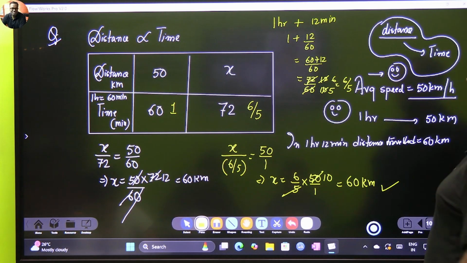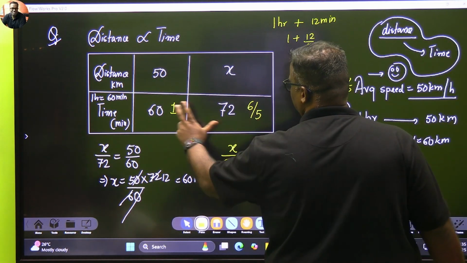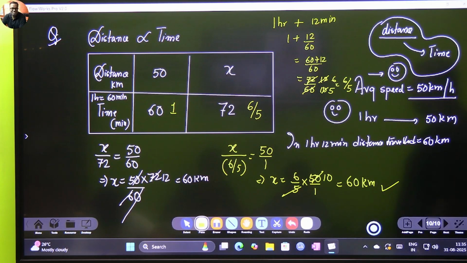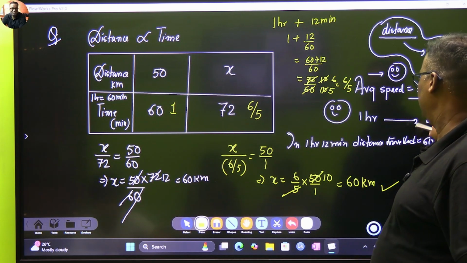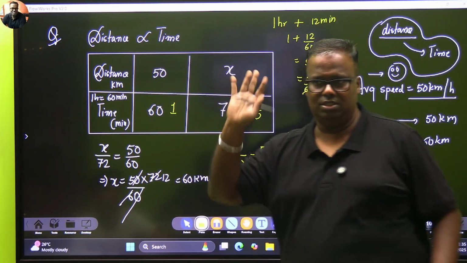But I suggest, rather than going like this, make it in minutes. But if you do it in minutes, there is one more challenge. You have to convert here. Here we are getting it in hours, so we have to convert everything into minutes.